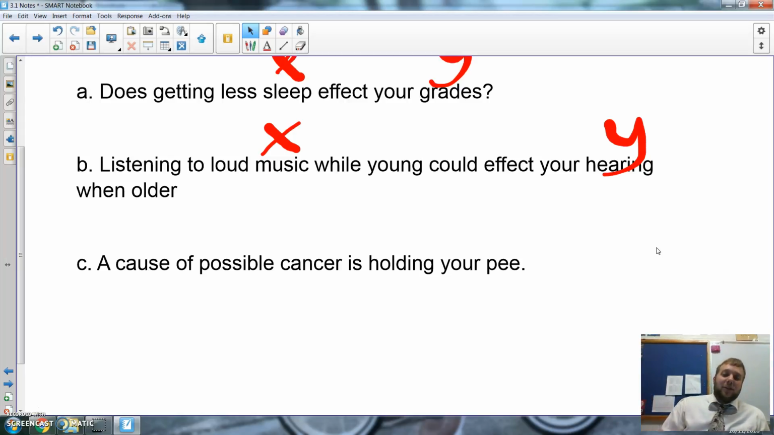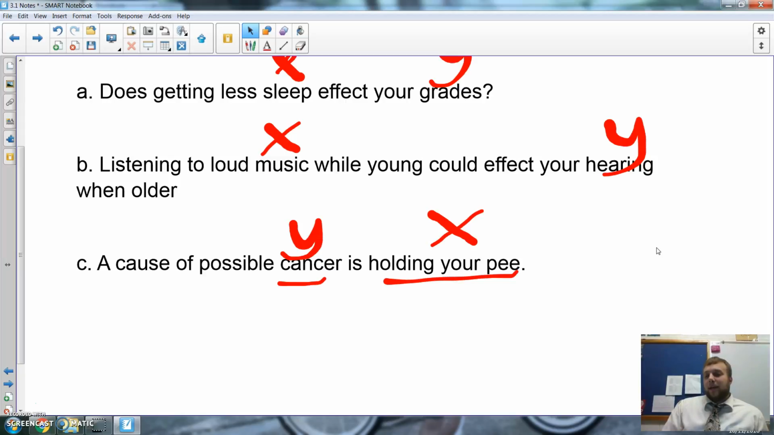Cause of possible cancer is holding your pee. So, which one explains the response? Well, holding your pee would be my explanatory, right? And cancer would be my response. Okay, maybe that should be a good research project for some of you guys. Does holding your pee cause cancer down the road? All right, let me know. All right, so you guys kind of understand what your explanatory and your response is.